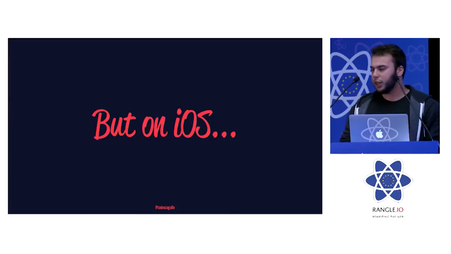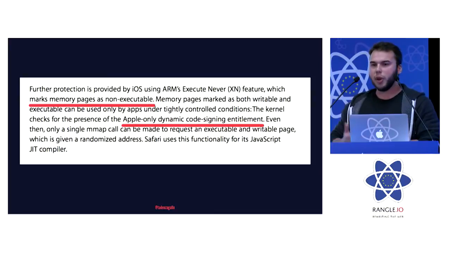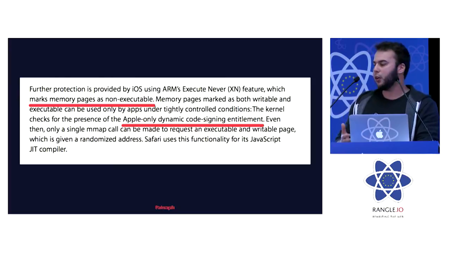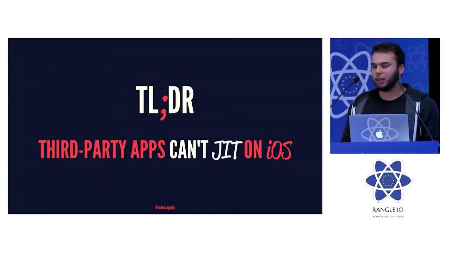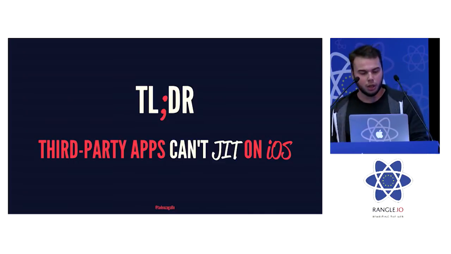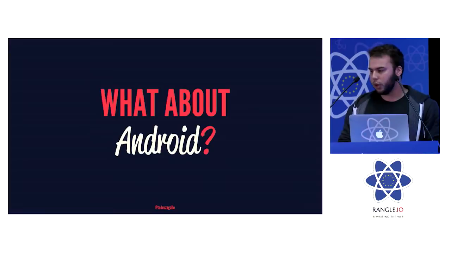But in fact, in iOS, there's this rule that they mark memory pages as non-executable, and the only way to have writable executable memory is if your app is signed with the Apple-only dynamic-codesigning entitlement. But what does that mean? It means that third-party apps can't JIT on iOS. So we're back to stage one. We have no JIT. But you might be asking, this is mostly about Android for now, so what about Android?